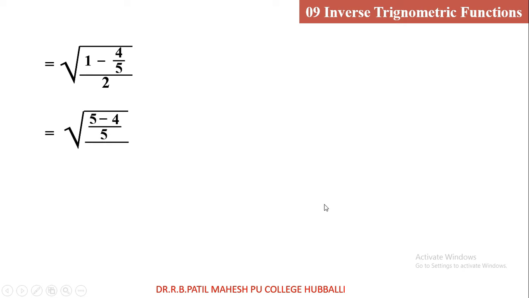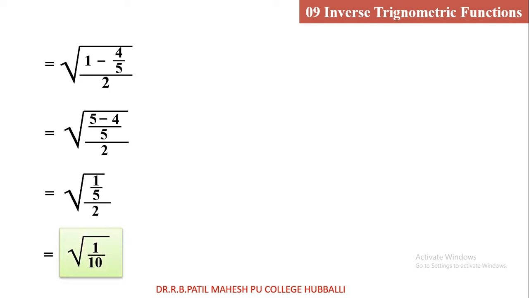So you can replace the cos alpha value. So root of (1 minus 4 by 5) upon 2. On simplifying, root of ((5 minus 4) divided by 5) upon 2. Then this is going to be root of (5 minus 4 is 1) divided by 5, into 2, will be root of 1 by 5 upon 2. Then this is going to be root of 1 by (5 into 2 will be 10). So this is the value of the given expression, root of 1 by 10.